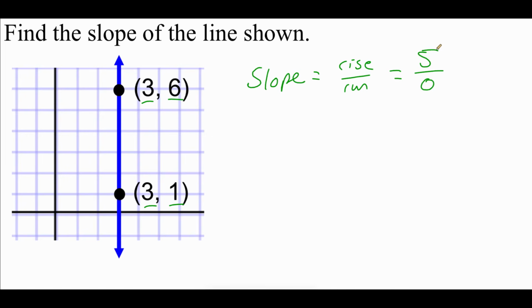Now, when you try to take 5 and divide it by 0, or if you try to take any number and divide it by 0, you can't divide by 0. That's something that you're not allowed to do, mathematically speaking. So anytime you see divided by 0, we say that that's undefined.